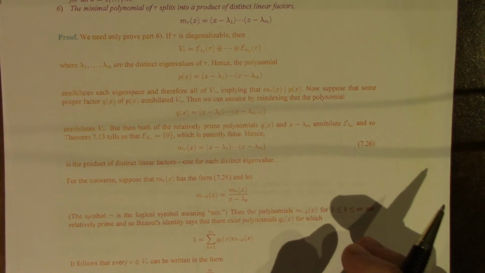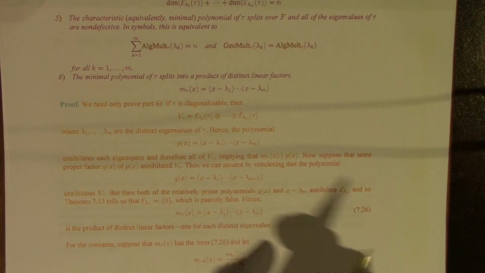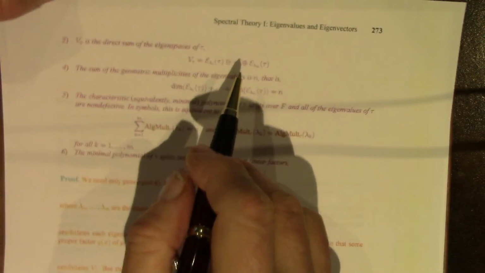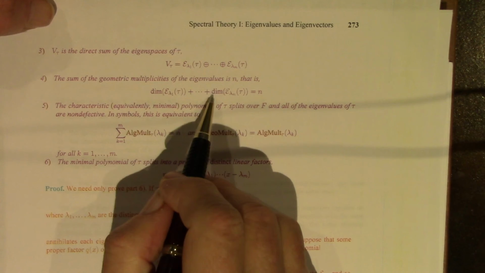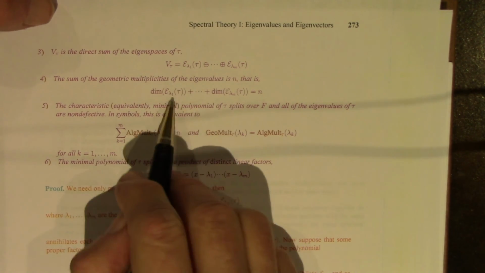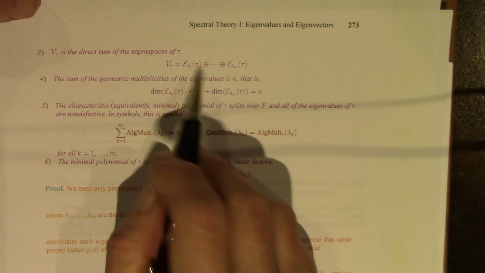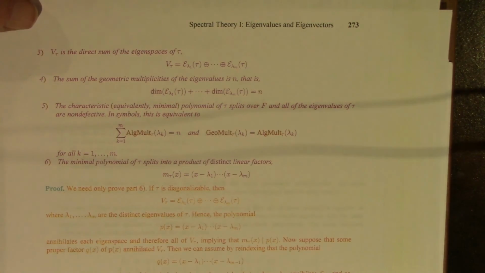This is how you characterize diagonalizable operators in a variety of ways, most of which have only minor differences. For example, these two: since we know this sum is always direct, this will equal the full space if and only if their dimensions add up to the dimension of the full space. So these are very similar.